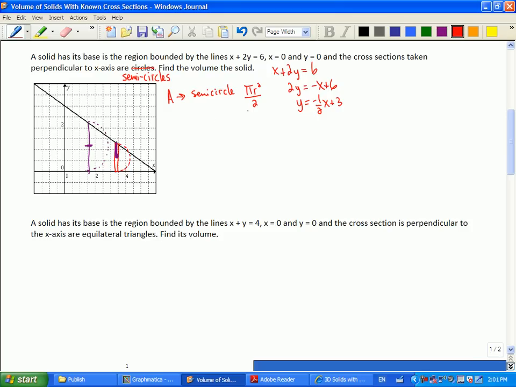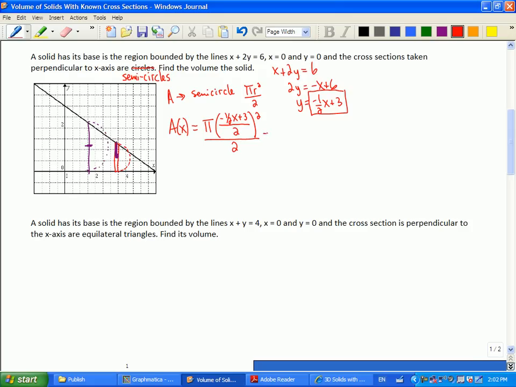So in this case, my area function is going to be, and we've already solved it here, pi times (negative 1/2 x plus 3) squared over 2. And this radius inside here, I didn't really leave a good room. I should have left a little bit more room. It's this line divided by 2 to get the radius. As it is, it was a diameter.